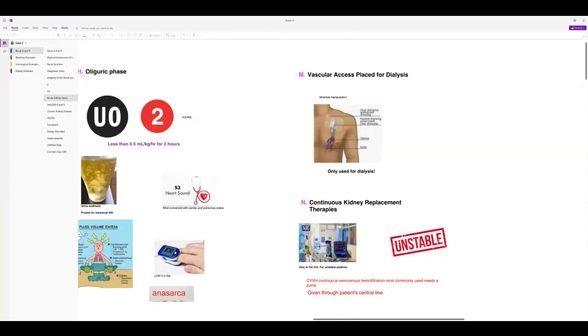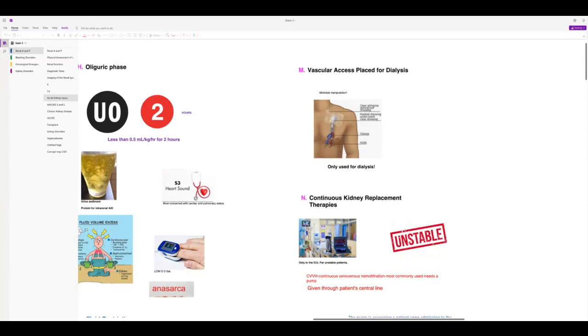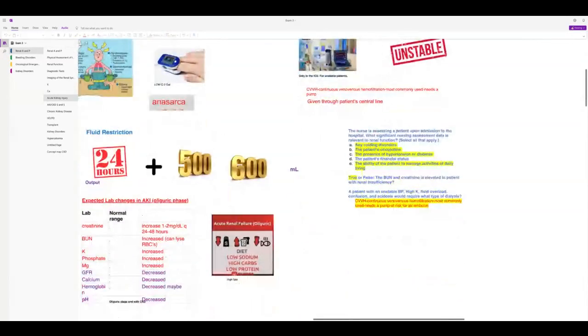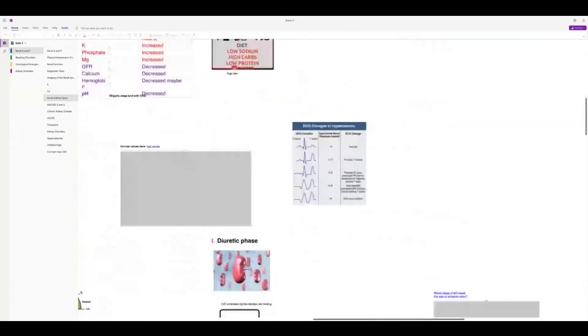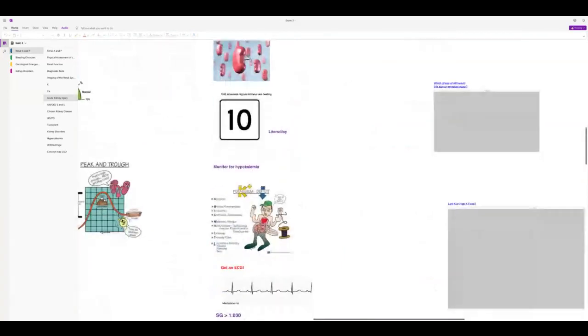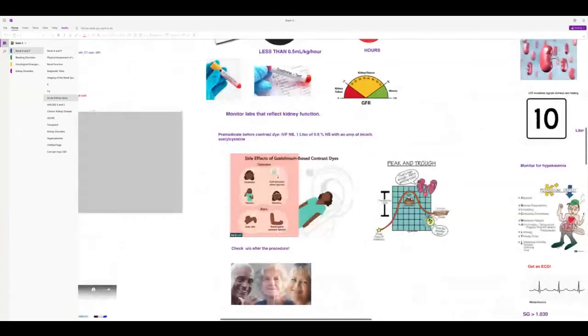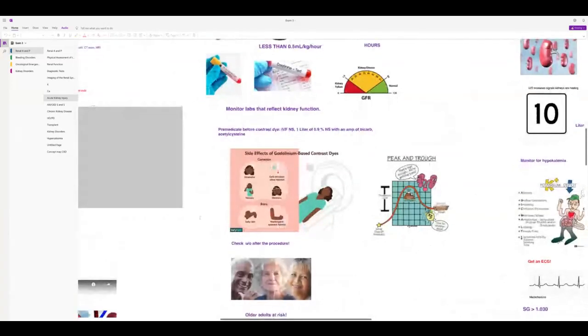Continuous venous hemofiltration needs a pump to help the blood circulate, and that puts them at risk for air embolus. Okay, so this is for unstable people because they can't withstand intermittent dialysis, like they'll drop in blood pressure. All right, this is just talking about the contrast-induced nephrotoxicity that I already talked about.